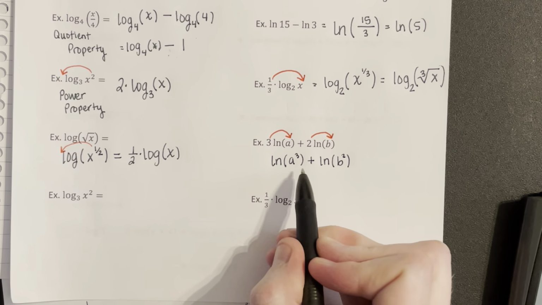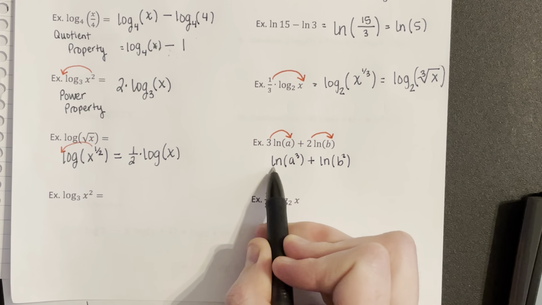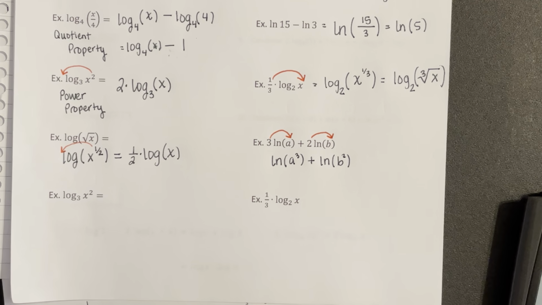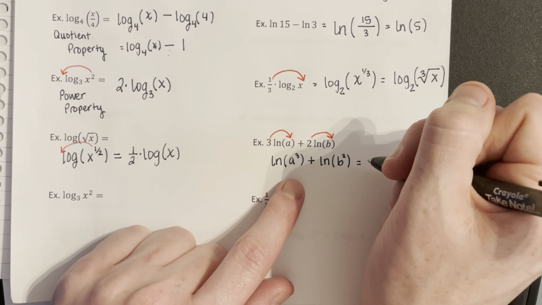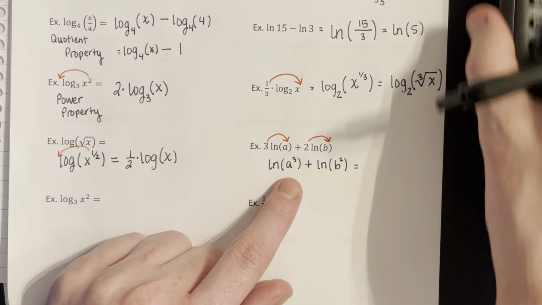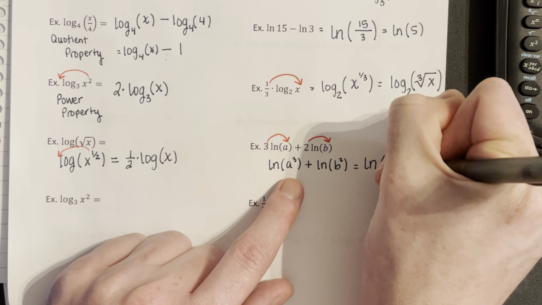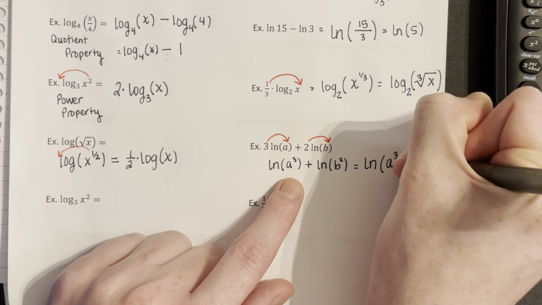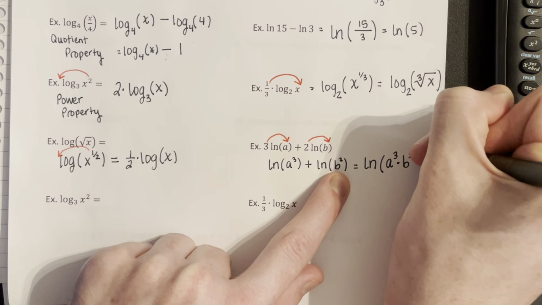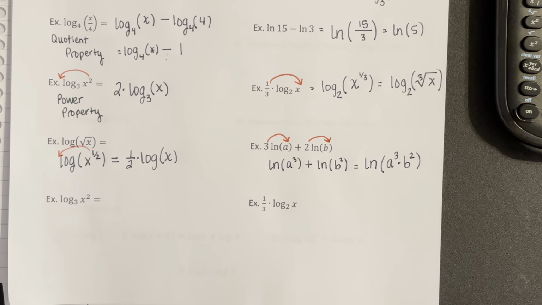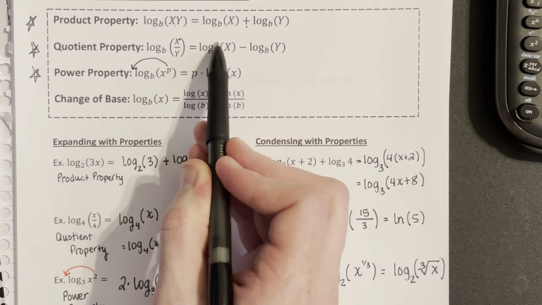But because there is another property, we can condense even further. We see where we're adding 2 logs together. So I'm going to add those logs by using the product property. You're not really adding the logs together, you're condensing down into one log with a product. So this is the log of a cubed times b squared. And that was just using this product property up here.